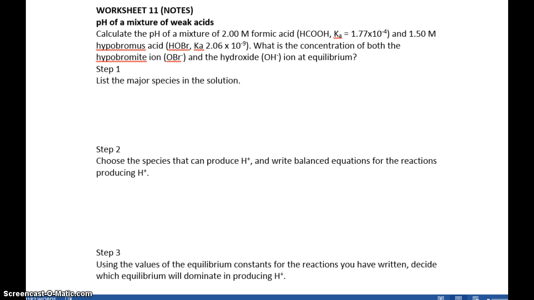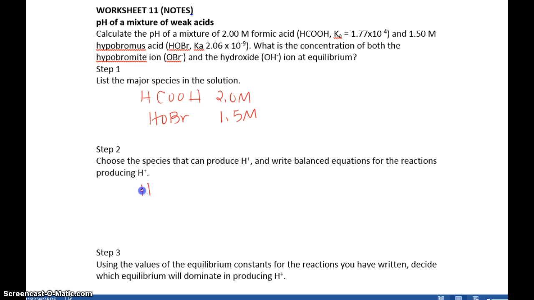So now, listing the major species is going to take on a whole new meaning. Our major species, obviously it's always water, but we're going to include this formic acid, HCOOH, and it's 2.0 molar, and HOBr, and it's 1.5 molar. Now, choose the species that can produce H+, and write balanced equations for the reactions producing H+. Well, we know they're both acids, so they're both going to produce H+.